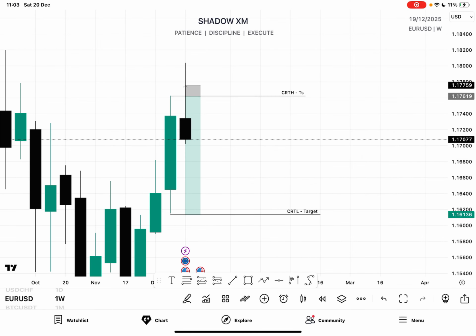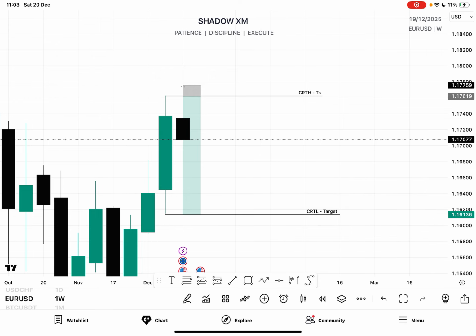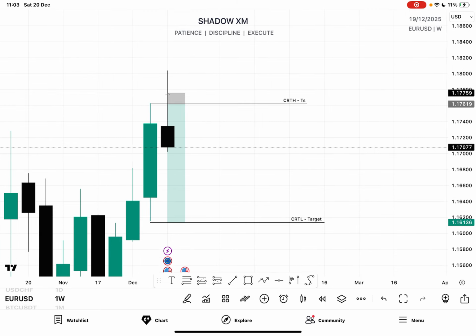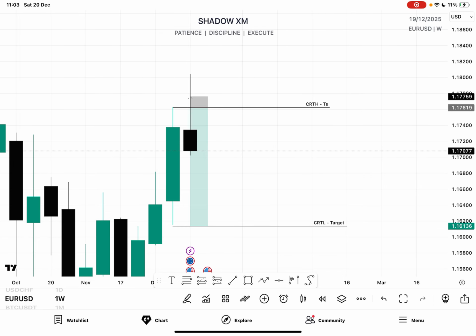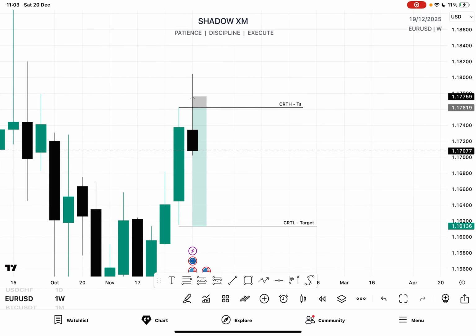So guys, this is EUR/USD weekly time frame. So we have CLT on the weekly time frame basically. Now let's dive in. Like I said earlier, when you're on the weekly time frame, it's monthly to daily, weekly to 4 hours, the daily to 1 hour, the 4 hours to 15 minutes, 1 hour to 5 minutes, basically.